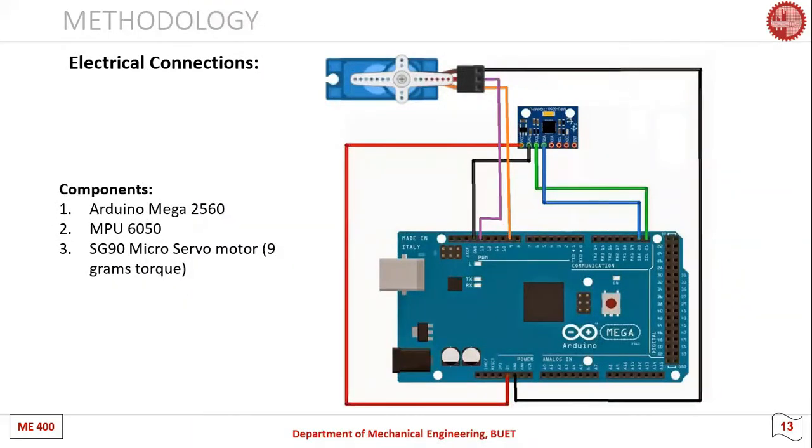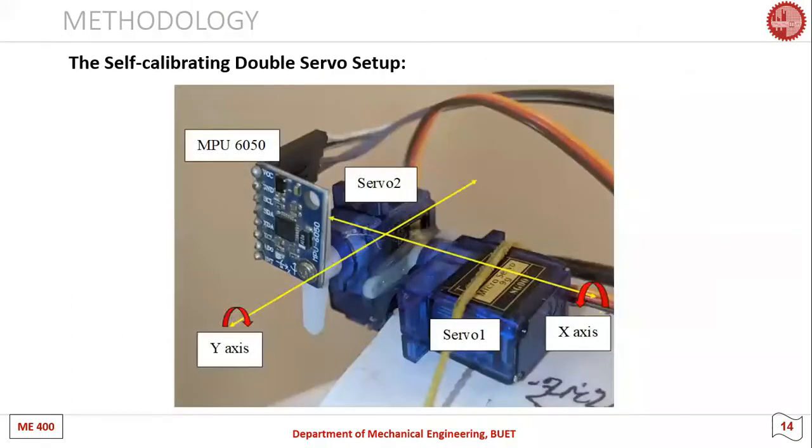Here is the electrical connections of a setup that we used to self-calibrate the orientation of the sensor. This is the self-calibrating double servo setup, which has 2 degrees of freedom, which is built for the self-calibration of the sensor. Here, servo 1 rotates the sensor along the x-axis to make the y component 0, and servo 2 rotates along the y-axis to make the x component 0.